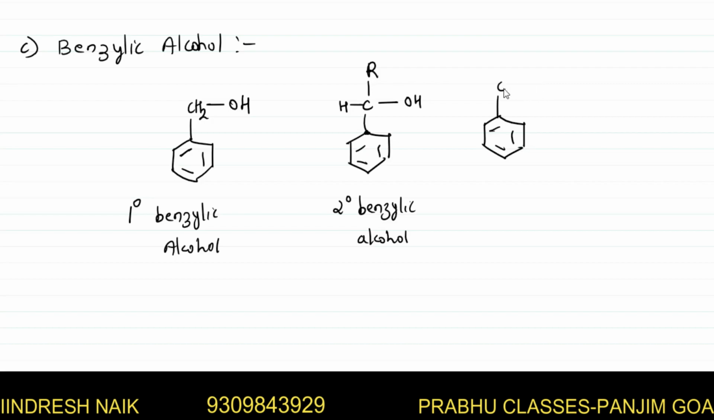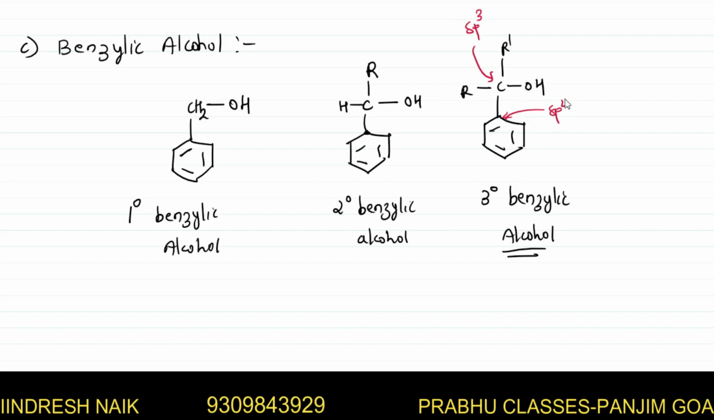Next, I can show a tertiary this way. R, R dash and an OH. This is tertiary benzylic alcohol, right? So it is benzylic. Why? It is connected to OH and it is further connected to a benzene. But you can see that nature is same. Here also this carbon is sp3 and this carbon is sp2, right? So that's it.